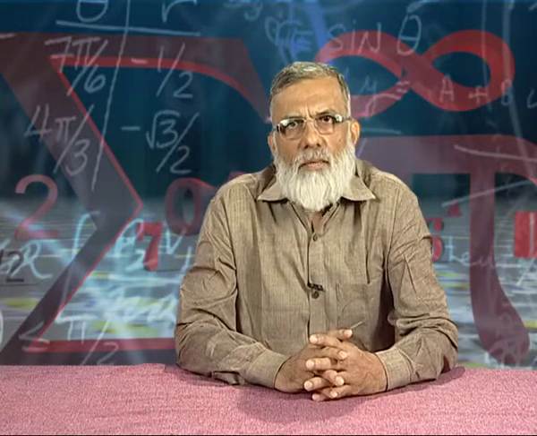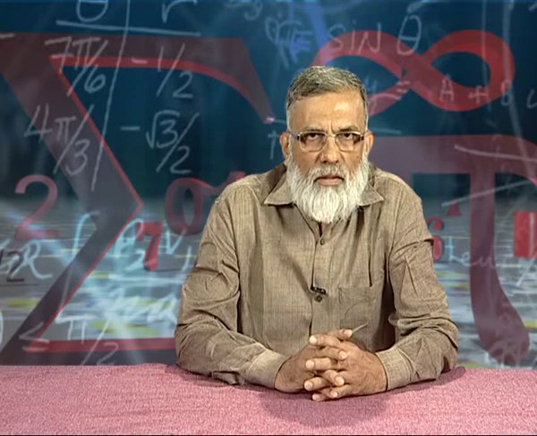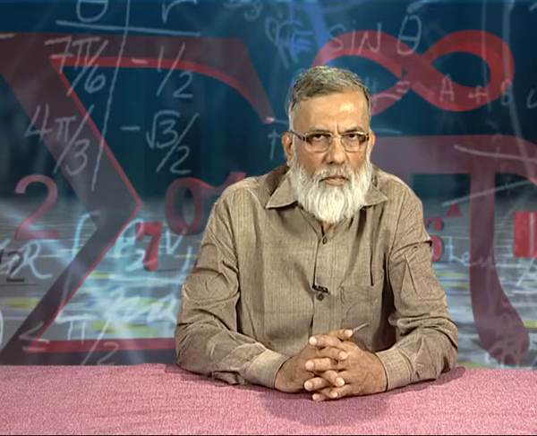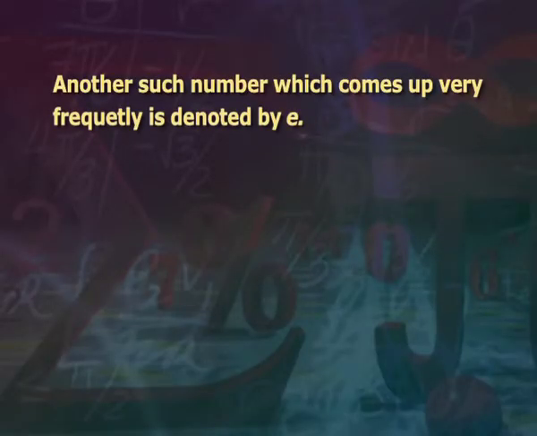Starting from the very early time of the development of the human civilization, the problems involving right-angled triangles and circles came into discussions in varied situations, and they had to think of numbers which are denoted by square root 2 and pi in many different situations. These are numbers that cannot be represented or put in the form p upon q. Such numbers are called irrational numbers. Their decimal representations are neither terminating nor have repeating or recurring cycle. Another such number which comes up very frequently is denoted by e.